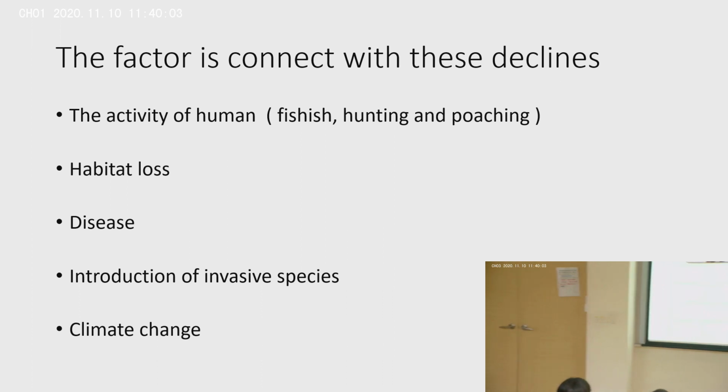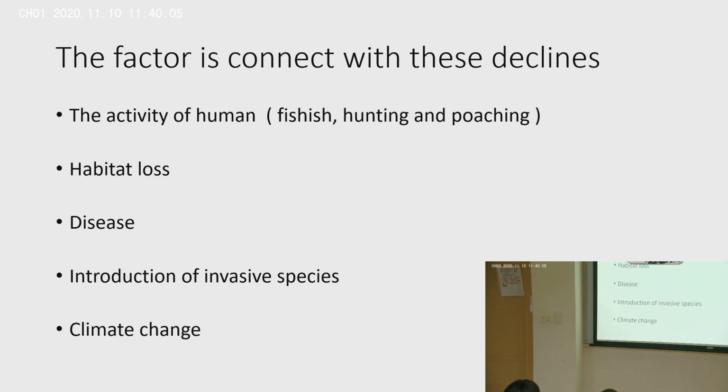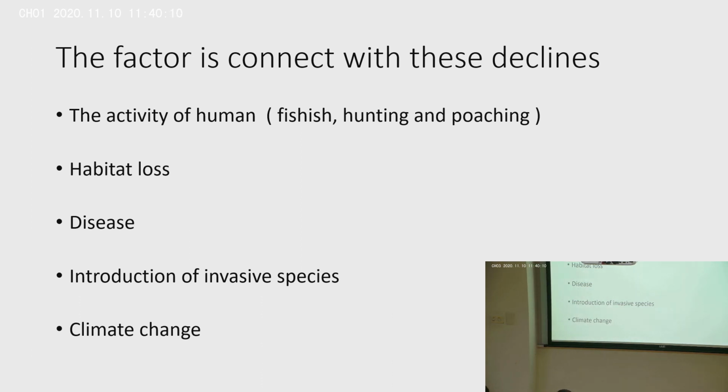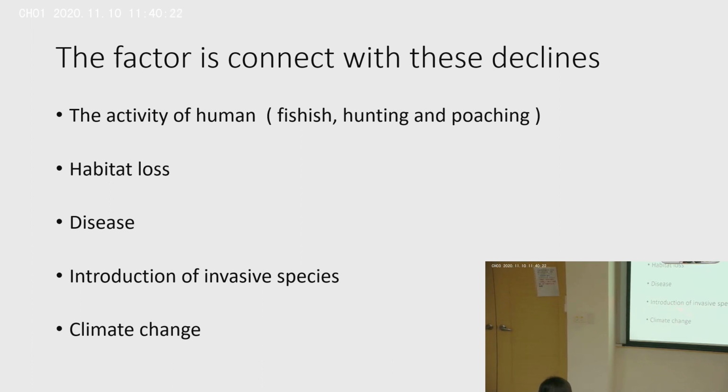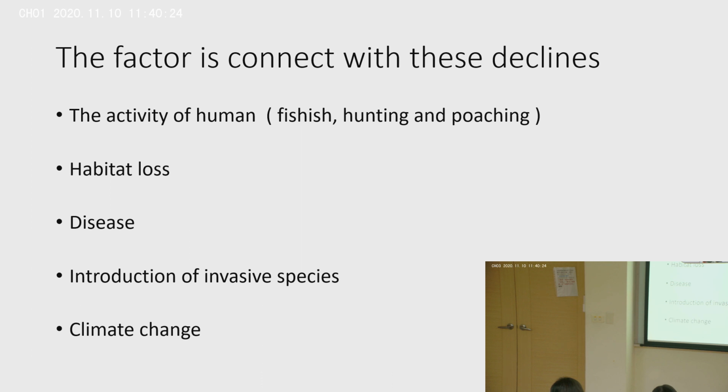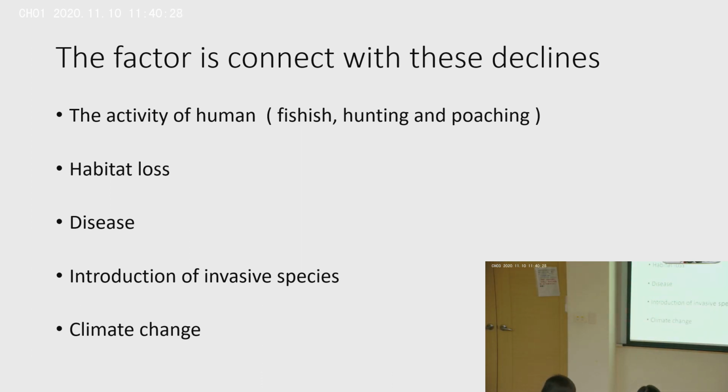And there are some effects connected with this decline: the activity of humans, such as fishing, hunting, and poaching, habitat loss, disease, introduction of invasive species, and climate change.